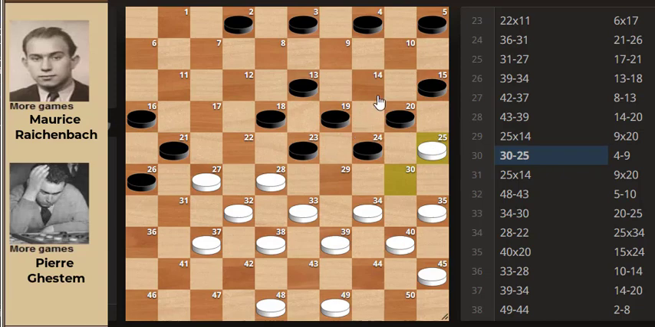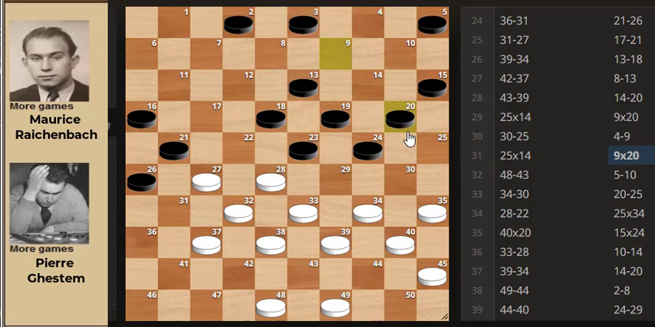This move was replied to by Morris by playing 4, 9. Ghestem had to take the piece at 20, and then the exchange was made. The current position of Morris' piece is at 20. So 20, we draw the square.